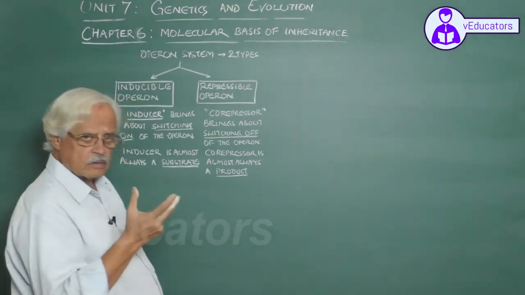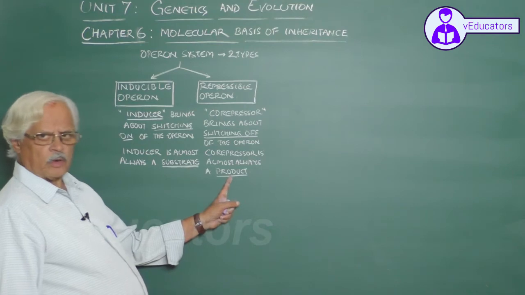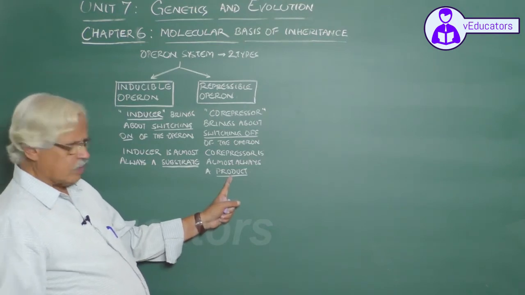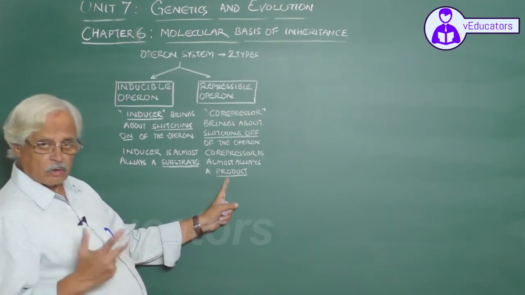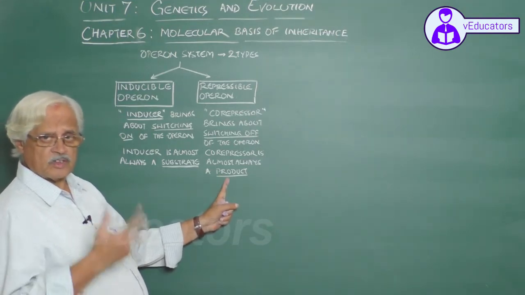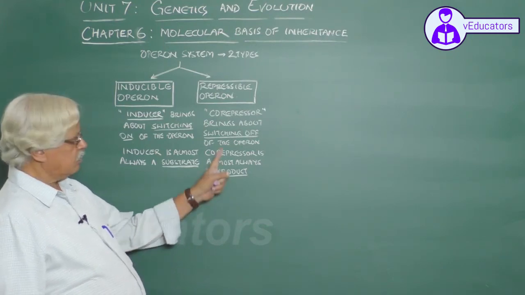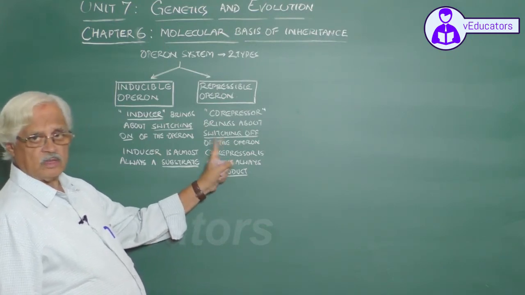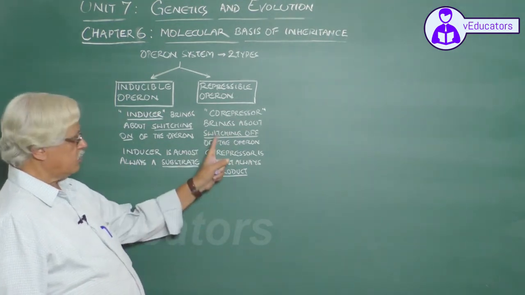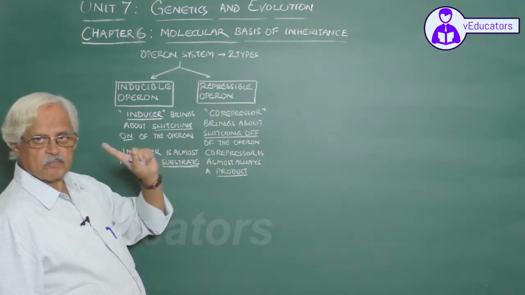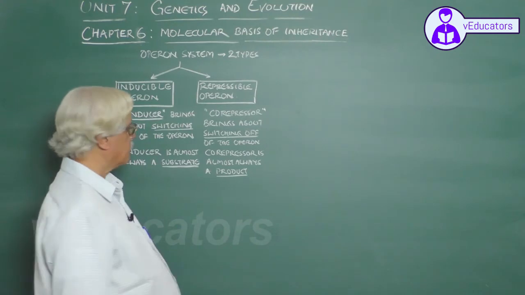A particular biochemical reaction takes place in the cell. A product is formed with the help of a group of enzymes. Once the product is formed, once the product is available to the cell, no more synthesis is required. Therefore, the system has to be switched off. So the very presence of the product switches off the system. Therefore, this is called repressible operon.